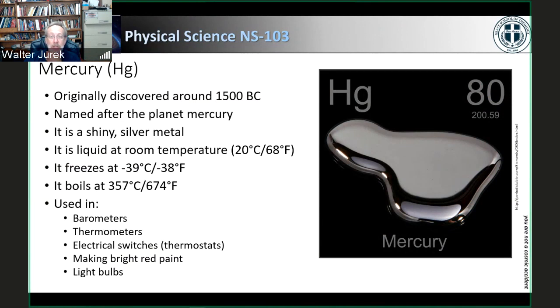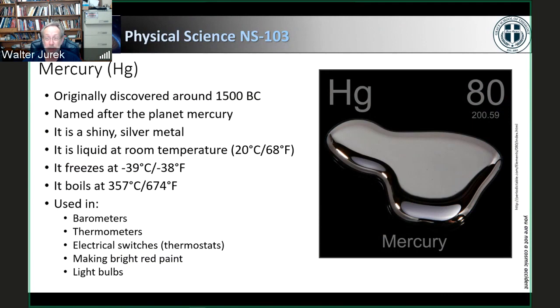But here's some of the history of Mercury. Originally discovered about 1500 years BC, and it was named after the planet Mercury. And as we saw in that tube, and we see in this picture, it's a lovely shiny silvery metal. And at room temperature, meaning around 68 degrees Fahrenheit, it's a liquid. But just like water freezes and boils, guess what? At the right temperatures, mercury freezes and boils.